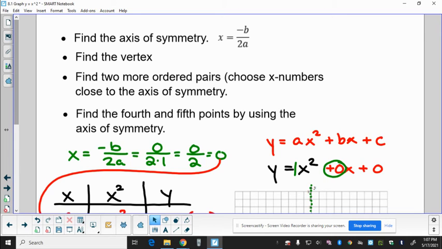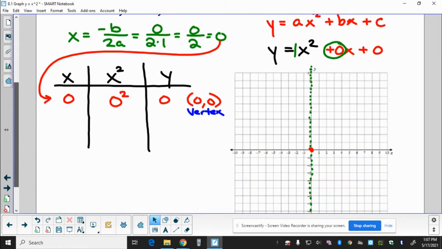Find 2 more ordered pairs. Choose x numbers close to the axis of symmetry. All right, so what I'm going to do is I'm going to come up with another number. Now what I'm doing is I want to stay pretty close to the line of symmetry when I choose these x numbers. So I think I'm going to choose the number 1. I'm going to put that into my function, and I notice I get the ordered pair 1, 1. So I'm going to graph that. Okay, so we have to remember how we graph points. Right 1, up 1.